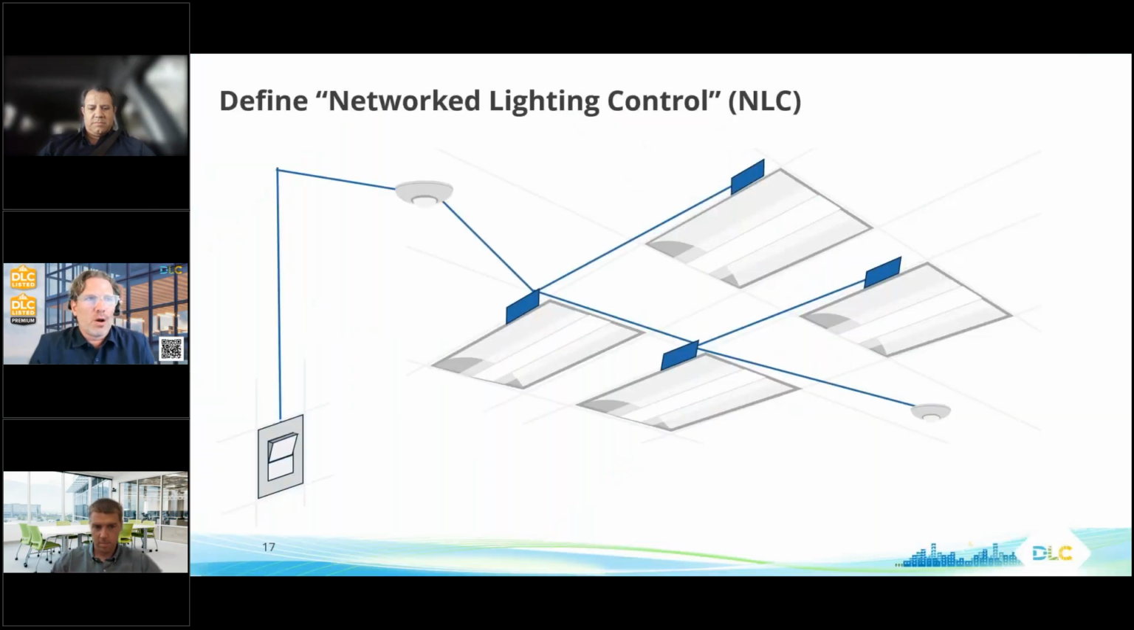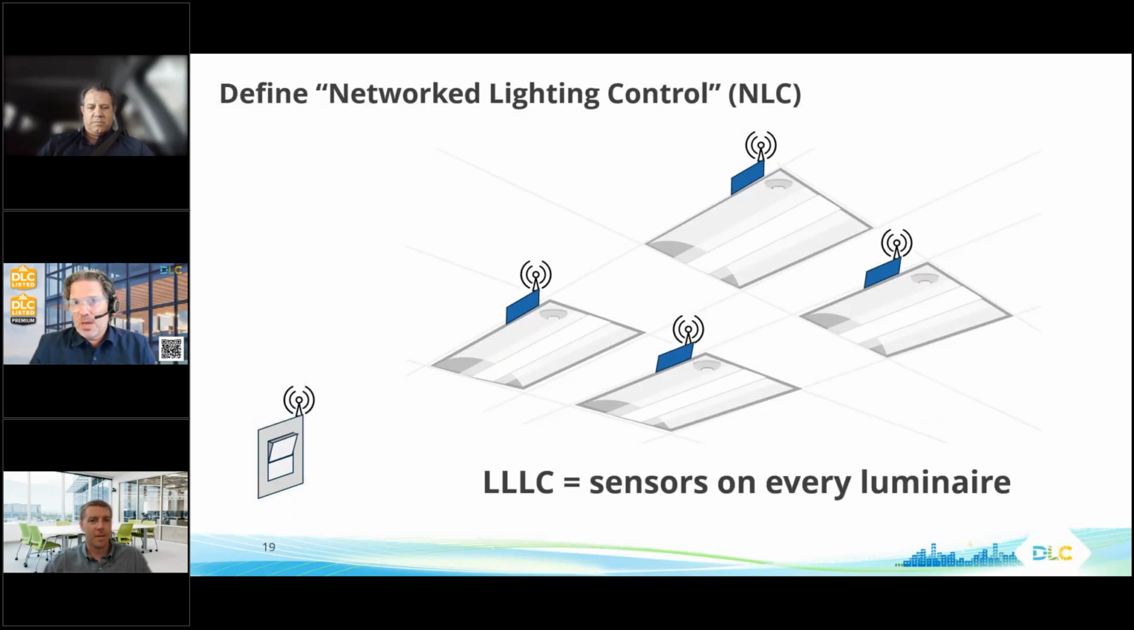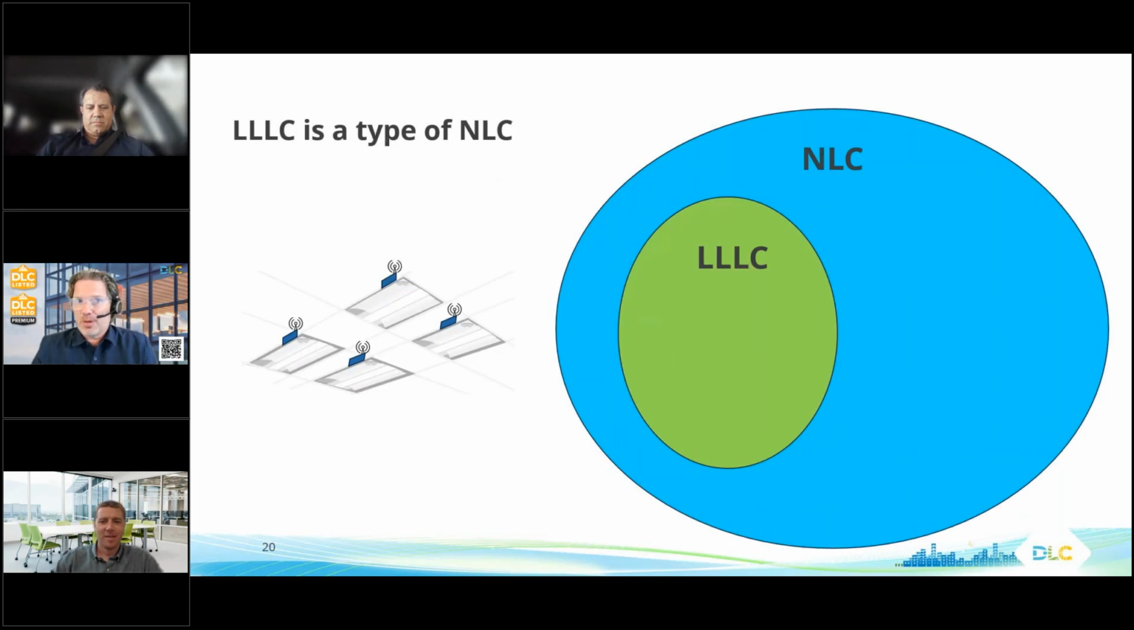Network lighting controls are lighting control systems where the controllers, sensors, and user interfaces are all connected together on a two-way network. Those systems can be wired or use wireless communication. A luminaire level lighting control system is a network system in which there is a sensor on every general lighting luminaire. An LLC is a type of NLC.